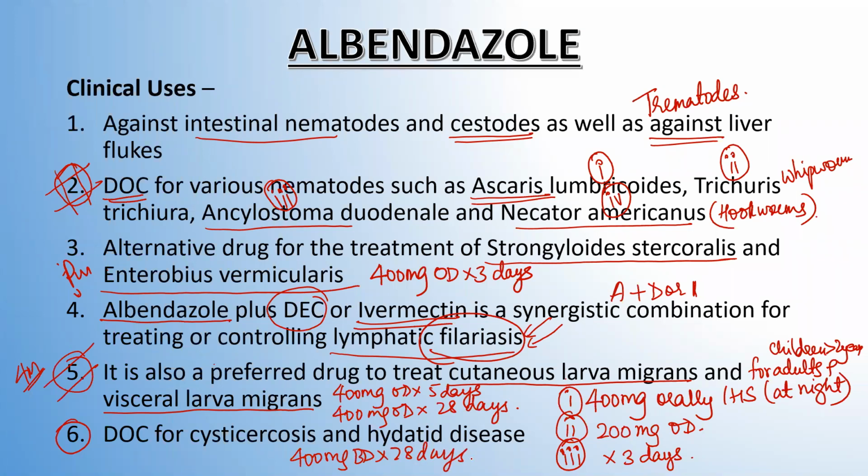So these are some of the clinical uses of albendazole, which are of prime importance. And the thing that you need to remember is the drug of choice. It is a drug of choice for these four worms, and it's also a drug of choice for cysticercosis and hydatid disease. So the dose that is quite common in all these is 400 milligrams. So it is quite easy to remember. So just remember the days and the timeline that you have to give this drug.